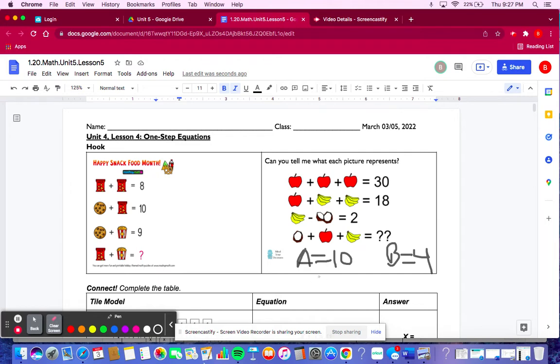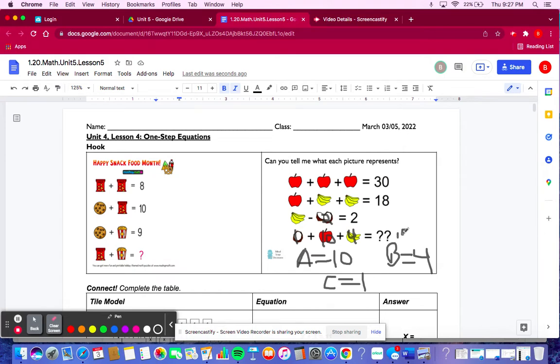The coconut is worth, and this is where it gets tricky. Right here it's worth 2, but notice there are 2 coconuts here and there's only 1 here. So C is actually only going to equal 1, which means your final answer is going to be 1 plus 10 plus 4 is 15.